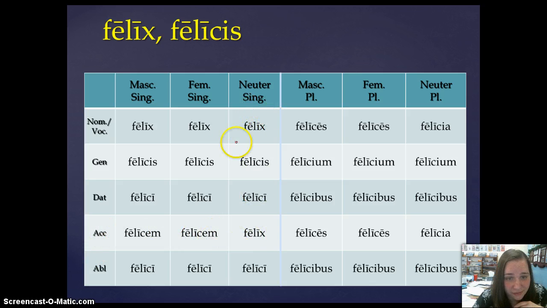And again, the reason for this is because our neuter nominative singular is going to be the same as our accusative singular neuter. So that neuter law still stays in place. Felici, felici, felici, felices, felices, felicia, felicium, felicibus, felices, felices, felicia, felicibus.